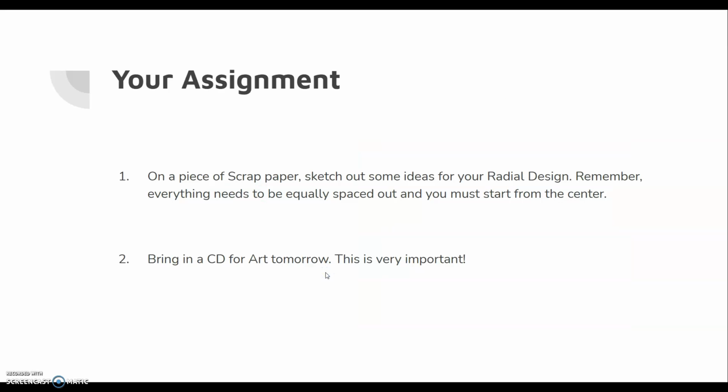Okay, and here is your full assignment for today. So what you're going to do for the rest of class, look up some examples of rose windows that you want to be inspired by, and on a piece of scrap paper, sketch out some ideas for your radial design. Remember that everything needs to be equally spaced out, and you must start from the center point. So you don't have to make it perfect right now. We're just sketching out some ideas.